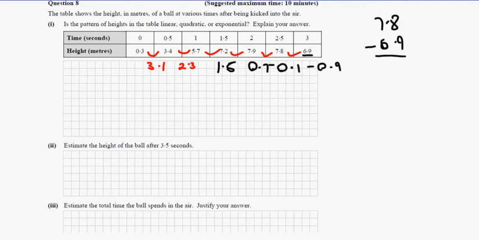So what we can see when we look at the second difference is that the gap between all of these is going to be 0.8. The difference between 2.3 and 1.5 is 0.8. The difference between 1.5 and 0.7 is 0.8. The difference between 0.7 and minus 0.1 is also 0.8. So we can see that the second difference is the same. This means that this expression is quadratic.